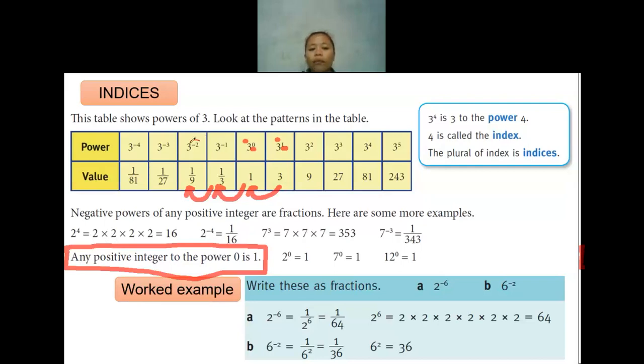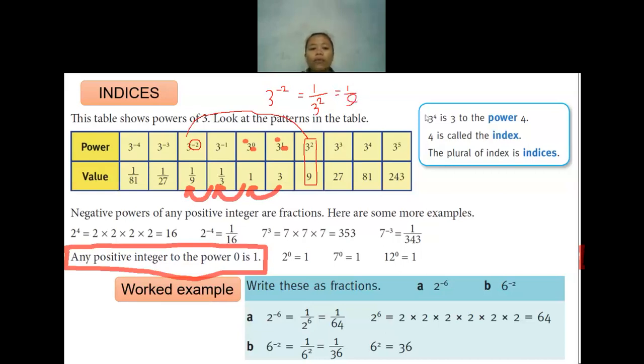This is 3 to the power of negative 2. It will equal 1 per 9. In this table, 9 equals 3 to the power of 2, so this and this are actually connected. If we have 3 to the power of negative 2, it means we just need to make it a fraction, 1 per 3 to the power of 2, which is 9. That's why we got 1 per 9 for 3 to the power of negative 2.